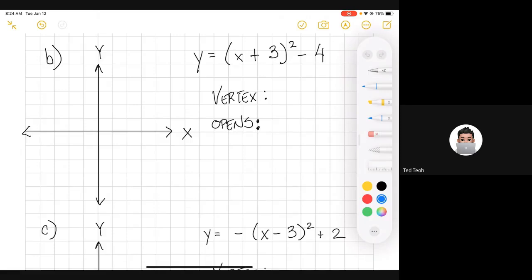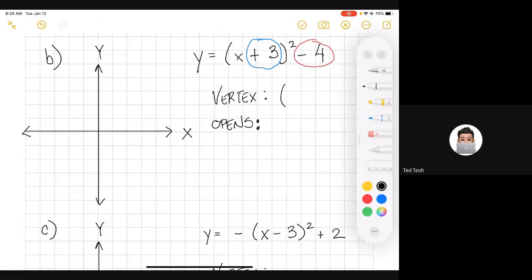All right, so step 1 is to write the vertex. Okay, so this question is y equals (x + 3) squared minus 4. Okay, so the vertex is going to be a number inside the bracket and a number outside the bracket. So if you get the vertex wrong, the whole question is going to be wrong.